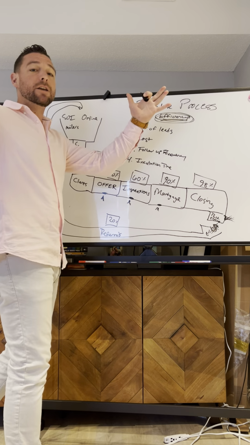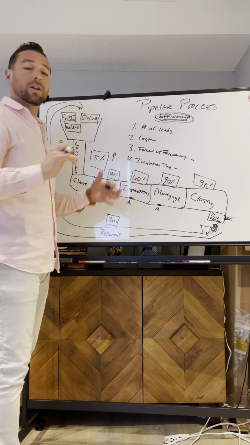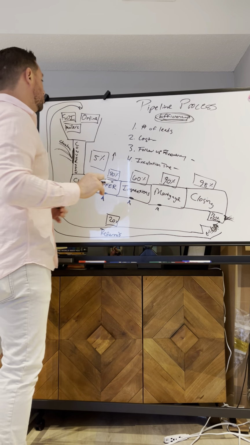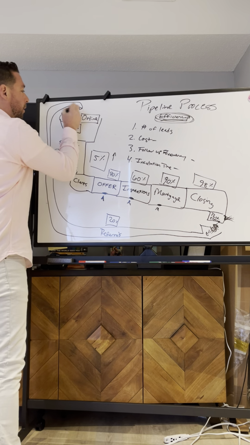So to recap here, if you're looking at sphere of influence, it works. If you're looking at online leads, it works. If you're looking at mailers, it works. What you need to realize is there is a cost, there's a follow-up frequency, and there's an incubation time period to all of them. So how do we end this? Most people will just say, well, I'm going to use the one that's the best, right?